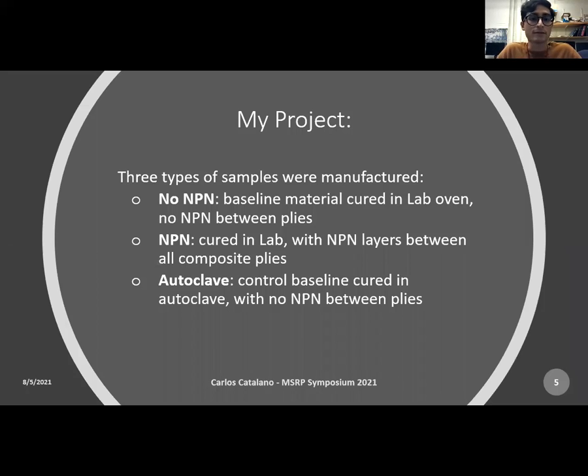My project consists of 3 types of samples. First, the no-NPN. It was a baseline and it was manufactured, cured in the lab oven, and it had no NPN layers. The NPN is our testing, and it was cured in the same lab oven with NPN layers in between all composite plies. And then the industry standard, which is also another baseline control, and is cured in the autoclave without any NPN layers.